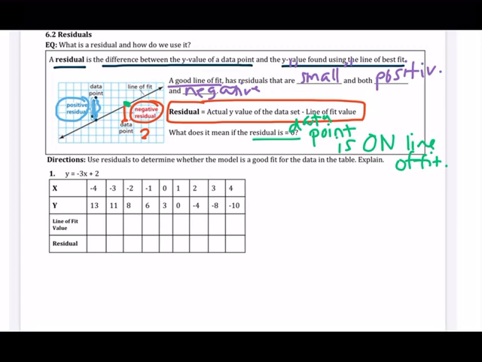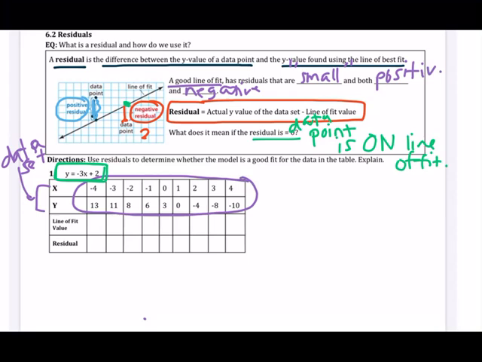So let's look at some examples here. This x and y that are given here, actually let's do this on the other side. This is our data set. Let's say I was doing some sort of study, and these are the values that I got from my study. Now, someone said, hey, I used a calculator to come up with this line of fit, y equals negative 3x plus 2. And they're asking us, is this a good line of fit?